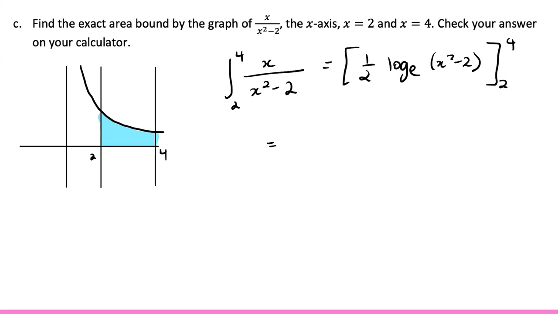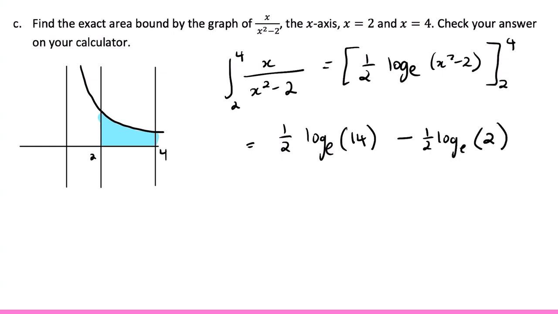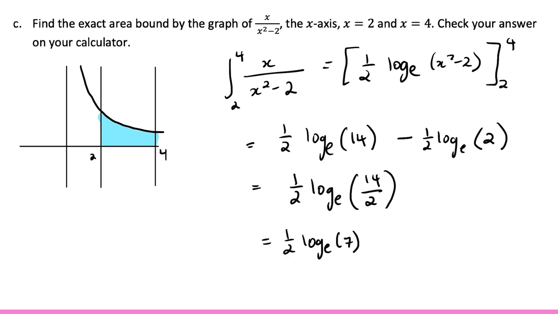So I'm going to go ahead and start substituting. So that's a half log e of 4 squared minus 2. 4 squared is 16 minus 2 will be 14. Minus a half log e of 2 squared, which is 4 minus 2, is just 2. Then really all that we can do to simplify this is divide. So that would be 14 on 2, which is 7. Because it's the area as well, we'd write units squared.